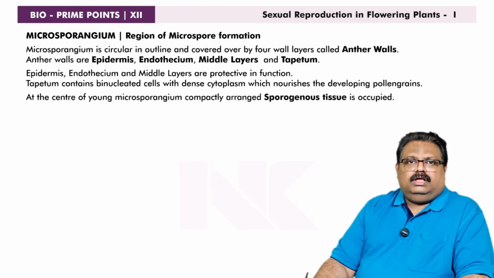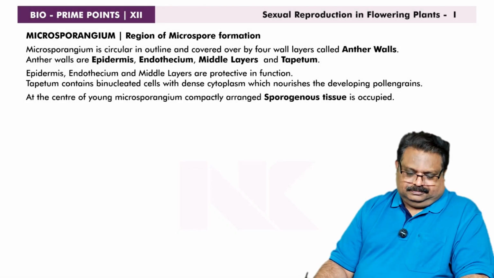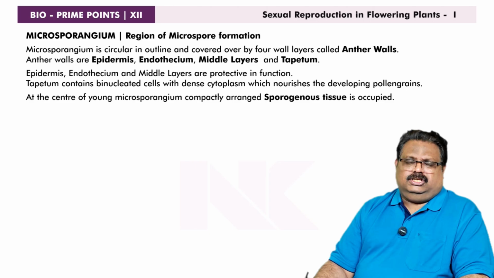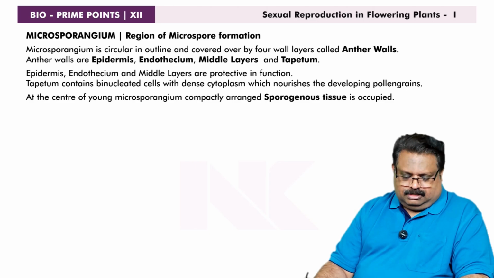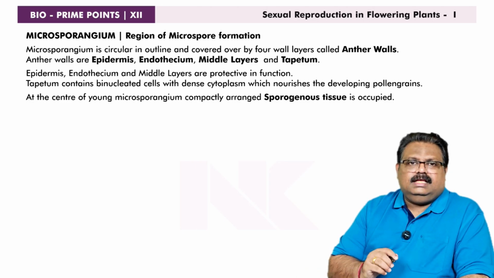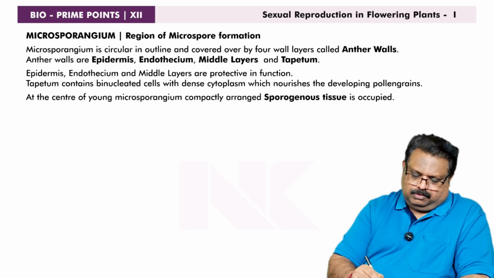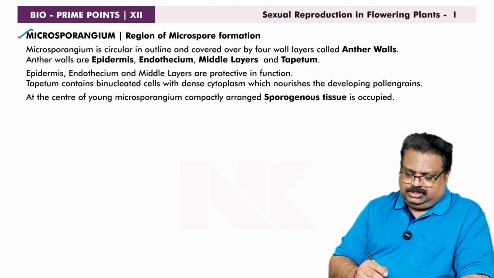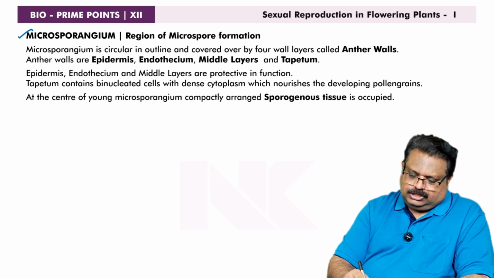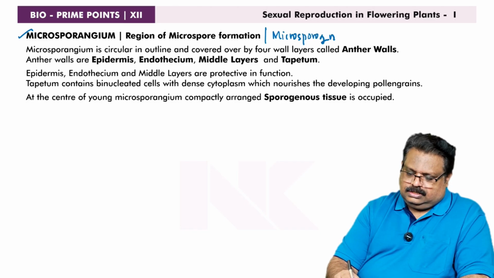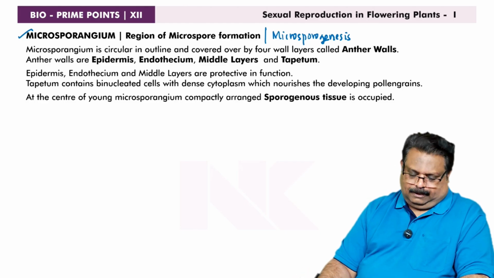Now we can move on to the next prime point. There is microsporangium. As we already stated, microsporangium is the region where microspores are produced. Microsporangium is the region of microspore formation. What is the process of microspore formation called? Microspore formation is called microsporogenesis. So it is called microsporogenesis.